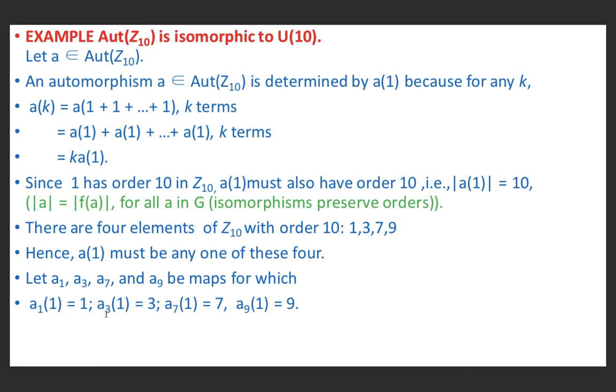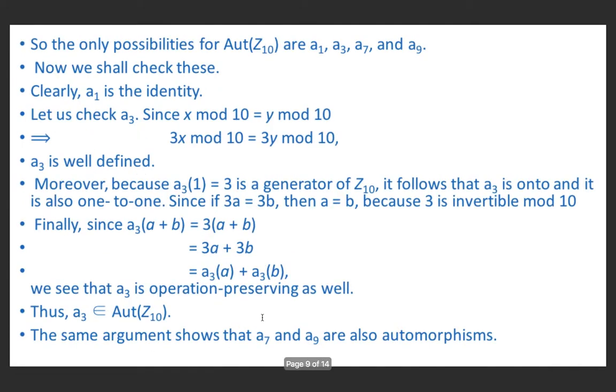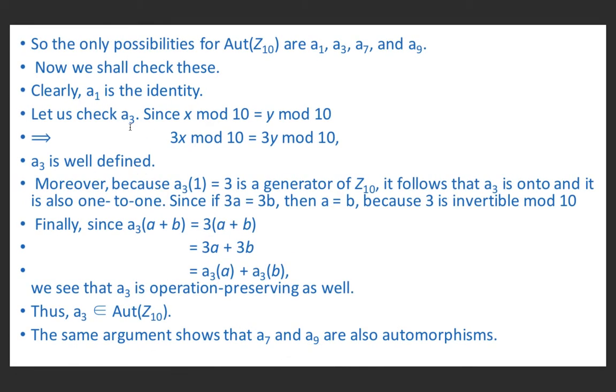Now we will check A3, and A3 is defined as A3(1) equal to 3. Since x mod 10 is equal to y mod 10, therefore 3x mod 10 is equal to 3y mod 10. Because here the relation is addition modulo 10, it means A3 is well defined. Now A3(1) is equal to 3, which is a generator of Z10. Remember one thing here, that generators of Z10 are exactly those non-zero proper remainders that are relatively prime to 10. And here these are 1, 3, 7 and 9.